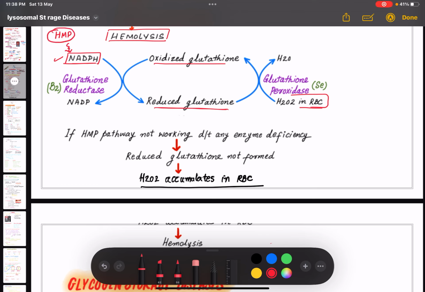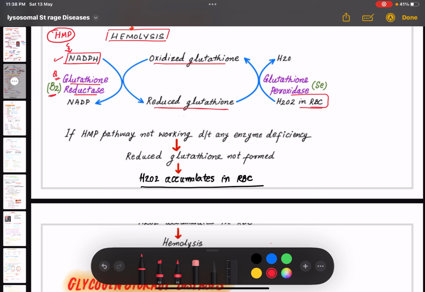And this NADPH helps to convert oxidized glutathione into reduced glutathione. And the enzyme responsible here is glutathione reductase. And this enzyme needs vitamin B2, which is very important. And this is the MCQ also.